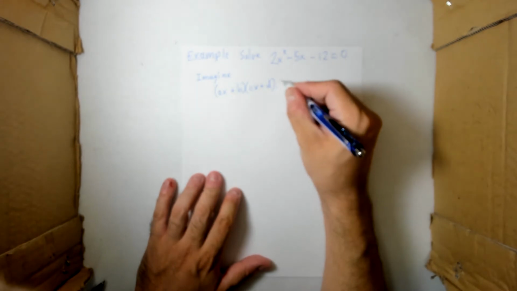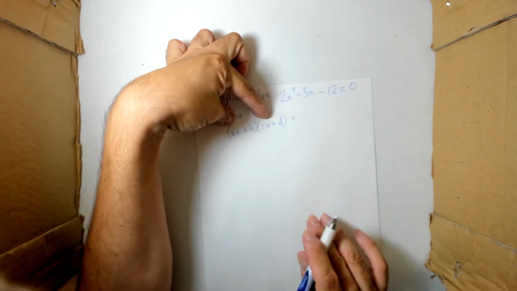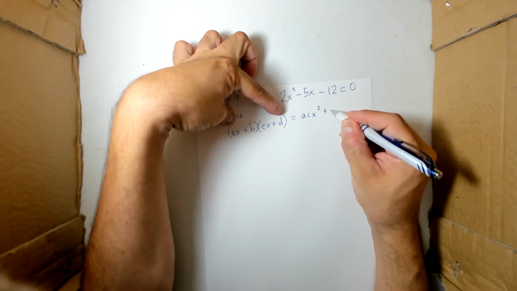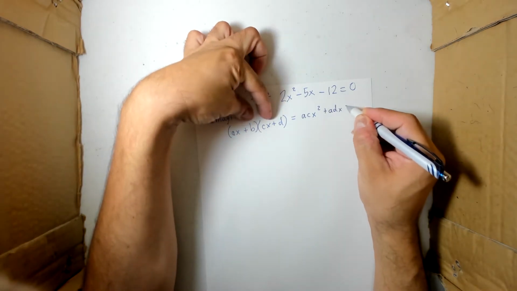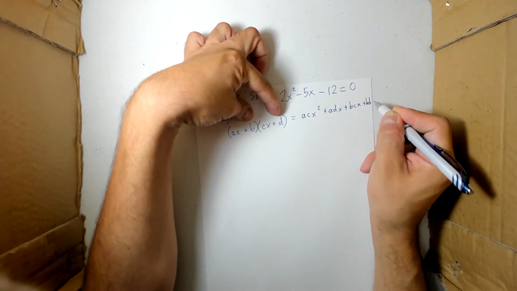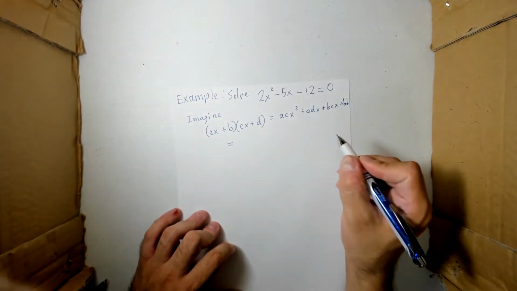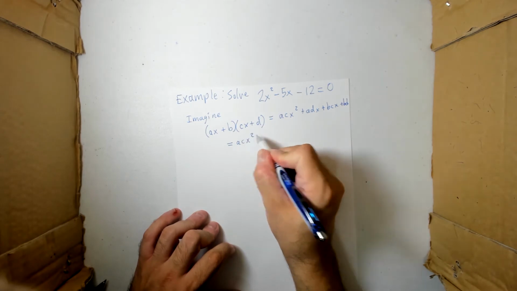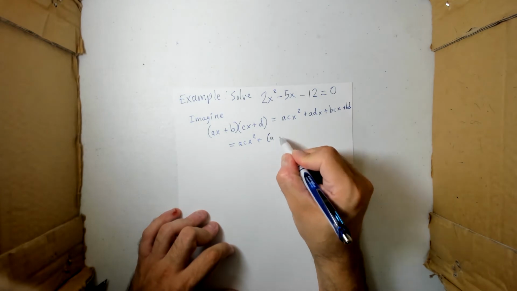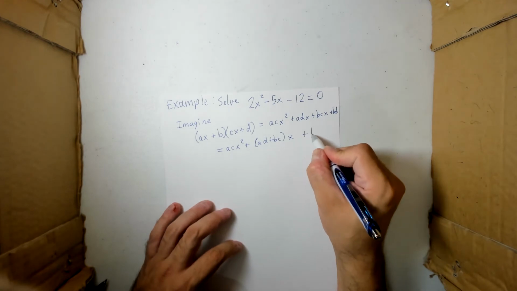Okay, so what I'm going to do is multiply it out. It's going to be ax times cx, which is acx squared, plus adx plus bcx plus bd. Okay. So I'm going to simplify that a little bit here. In other words, I'm going to get acx squared plus, I'm going to factor this out, so it'll be (ad plus bc)x, and then plus bd. Okay.